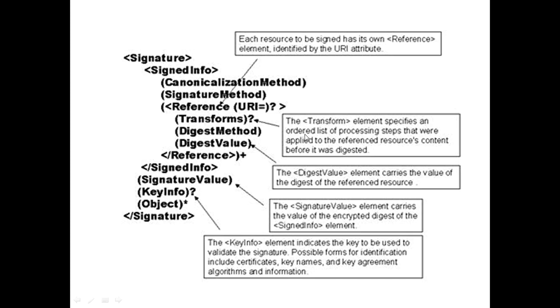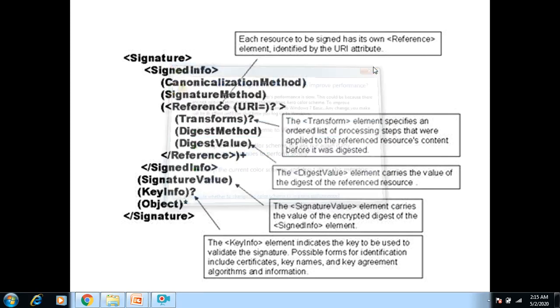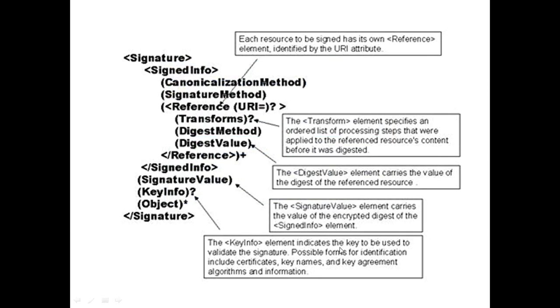The transform element specifies an ordered list of processing steps that were applied to the referenced resource content before it was digested. Next we have the digest value element, which carries the value of the digest of the referenced resource. Next we have the signature value element, which carries the value of the encrypted digest of the signed info element. Next is the key info element, which indicates the key to be used to validate the signature. Possible forms for identification include certificates, key names, and key agreement algorithms and information.